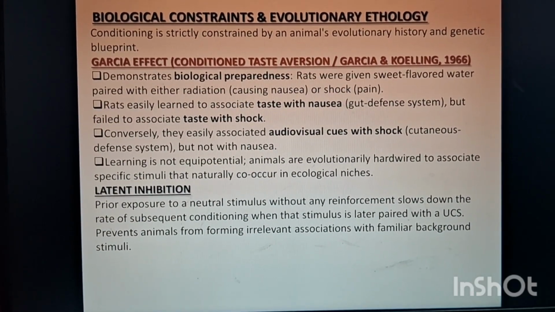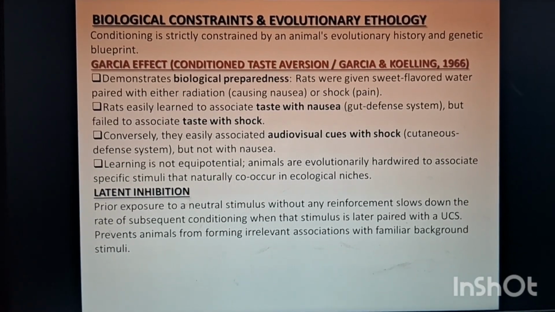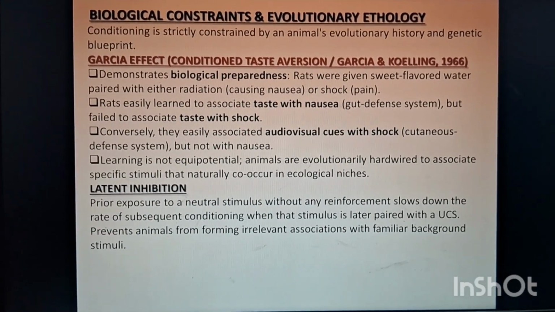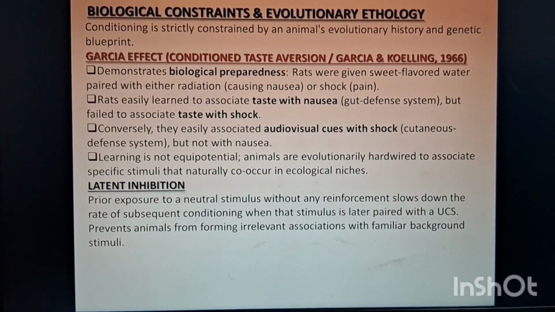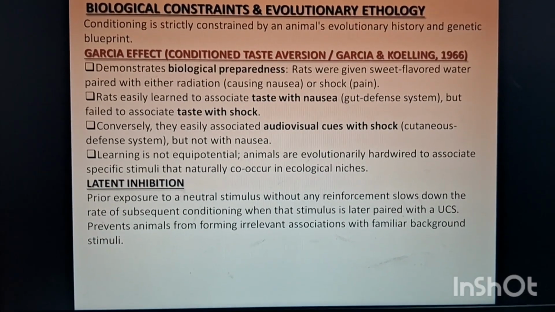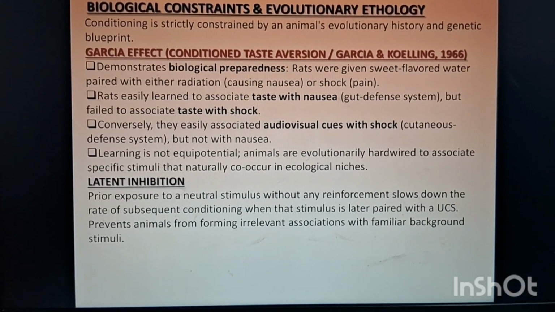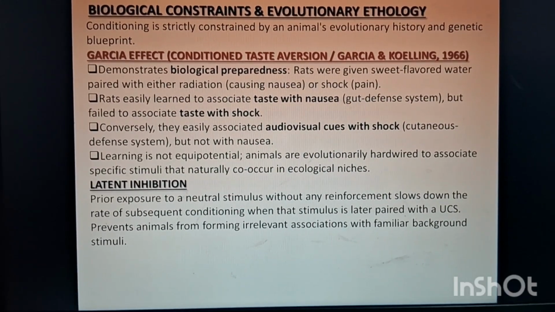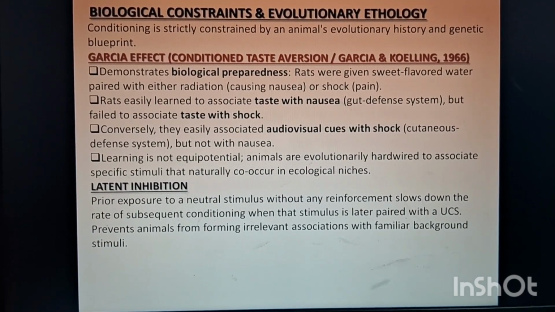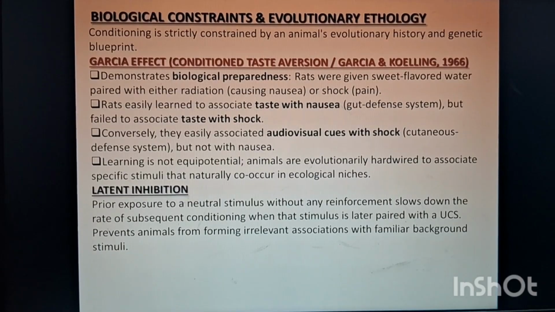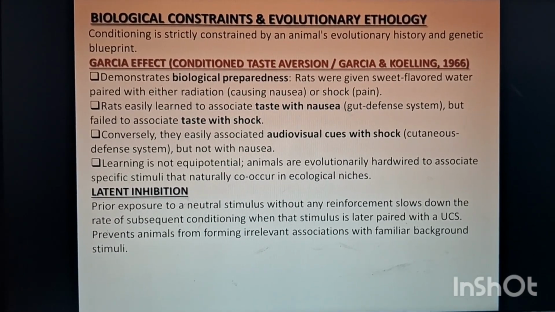Learning is not equipotential. Animals are evolutionarily hardwired to associate specific stimuli that naturally co-occur in ecological niches. Next, latent inhibition: prior exposure to a neutral stimulus without any reinforcement slows down the rate of subsequent conditioning when the stimulus is later paired with an unconditioned stimulus. It prevents animals from forming irrelevant associations with familiar background stimuli.